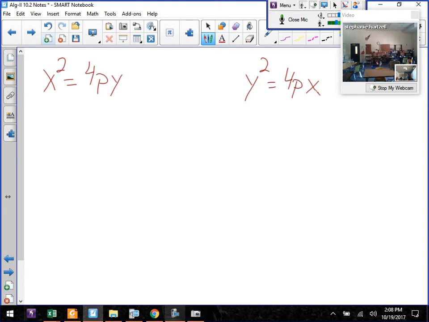Now, these two values, what we do here is, if it's an x squared parabola, it's either going to be up or down. And it's really easy to tell which way is which. When it's up, that means it's going to be positive. And the other one is if it's negative. Now think about your number line. If it's negative, it's going to go left. If it's positive, it's going to go right. That's how that works.